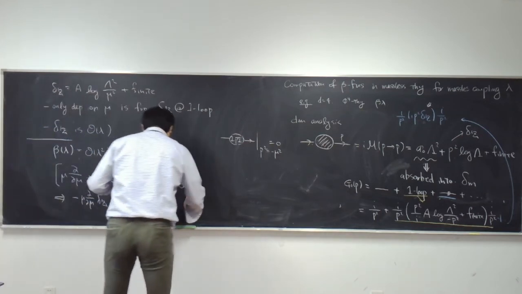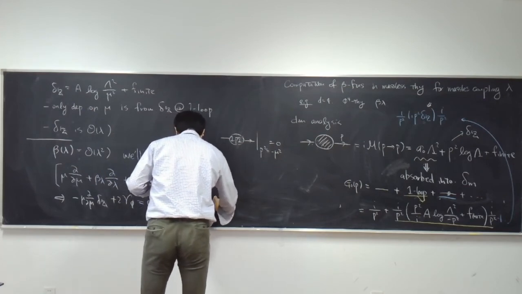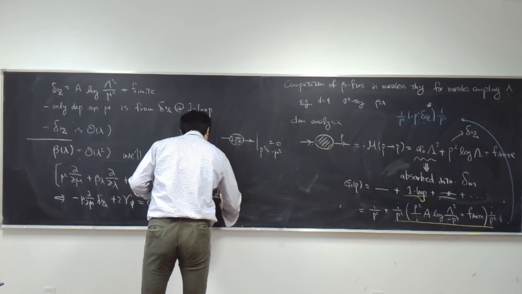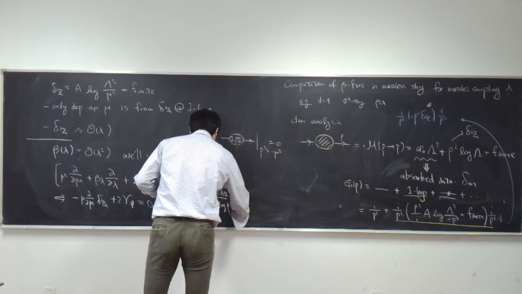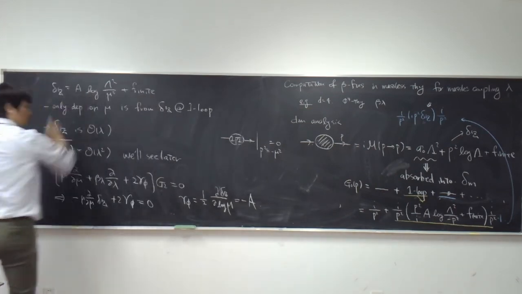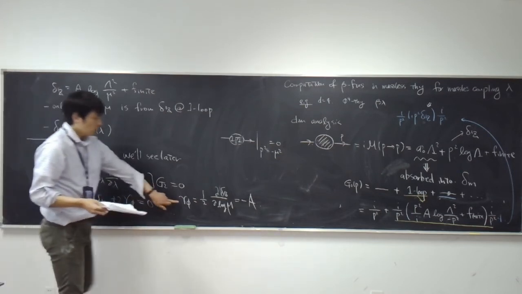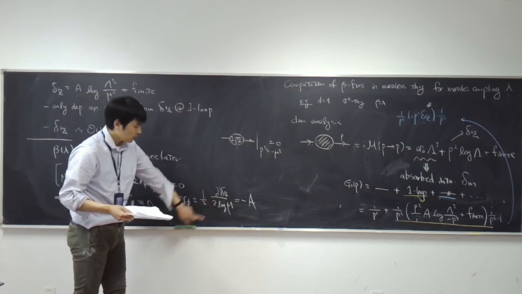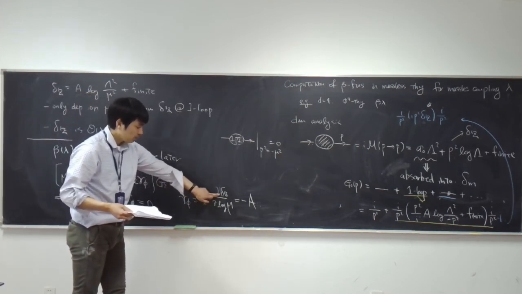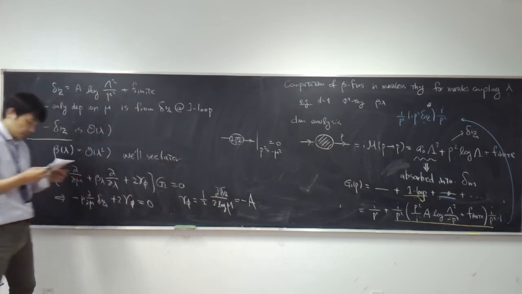This means that the anomalous dimension gamma phi is equal to 1/2 partial delta z over partial log mu, and this is equal to minus a, this constant here. So for the massless theory, the anomalous dimension is always obtained by the derivative of the counter term delta z with respect to log mu, and you get minus a.